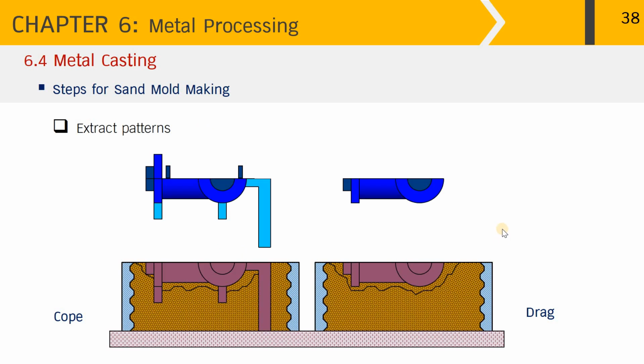Next, it's time to extract the patterns upward. And this time you have to be very careful that you don't break open the sand mold that we have previously made. The trick is to get the patterns out very easily. Before we put the facing sand, we normally apply graphite onto the surface of the pattern, and the graphite powder will act as a solid lubricant that prevents the pattern surface from sticking onto the facing sand.